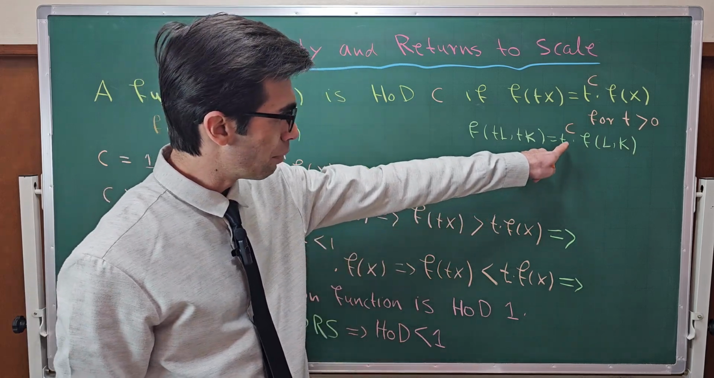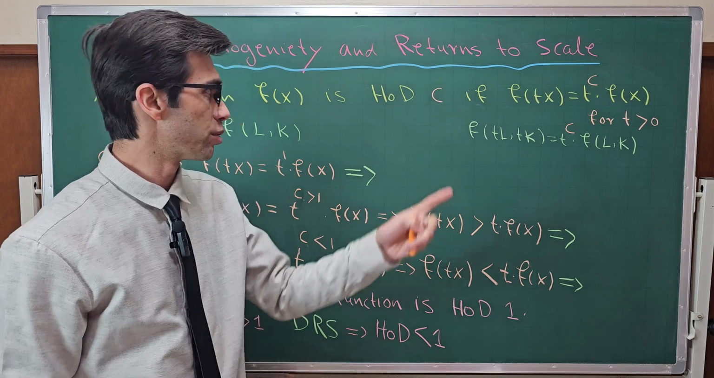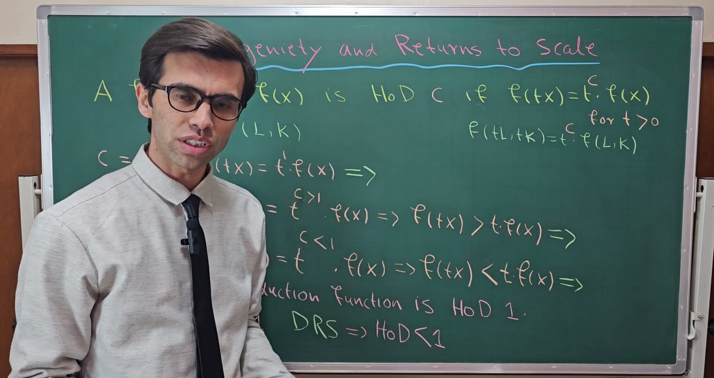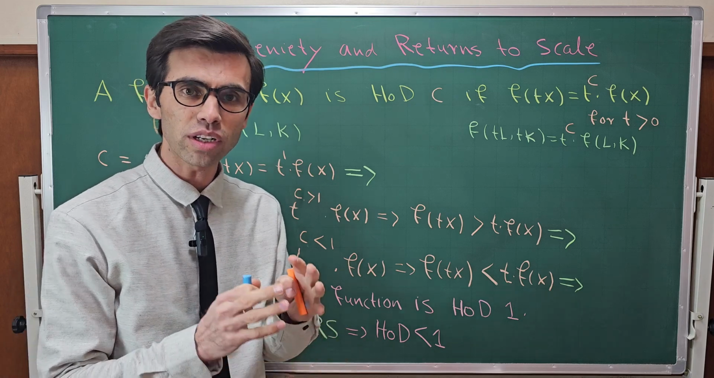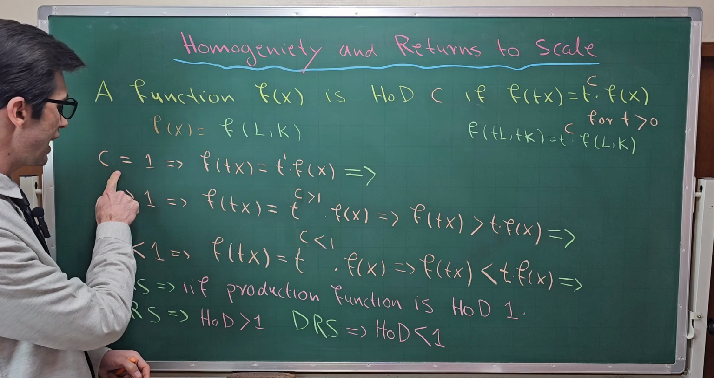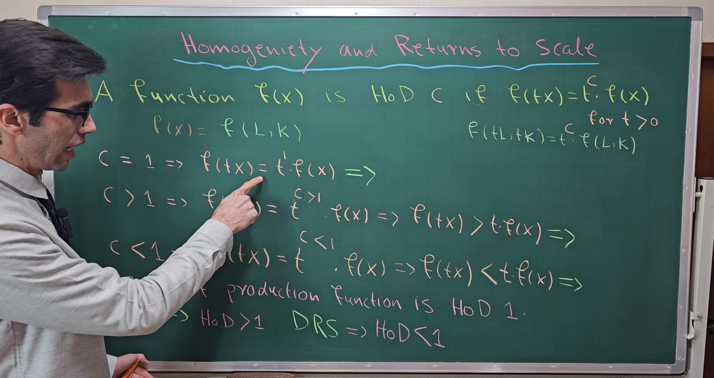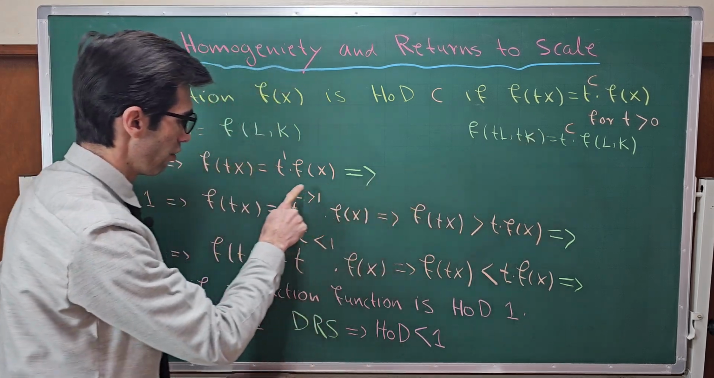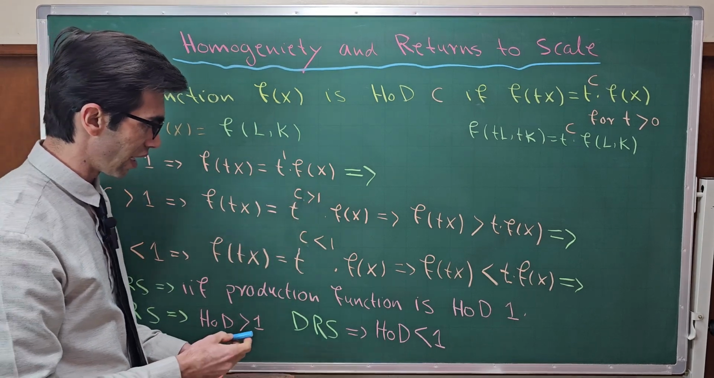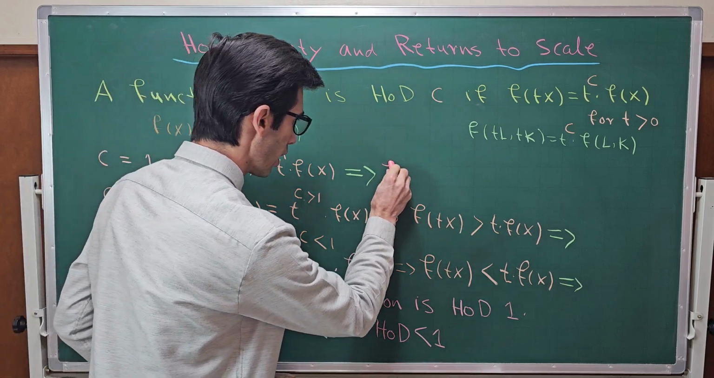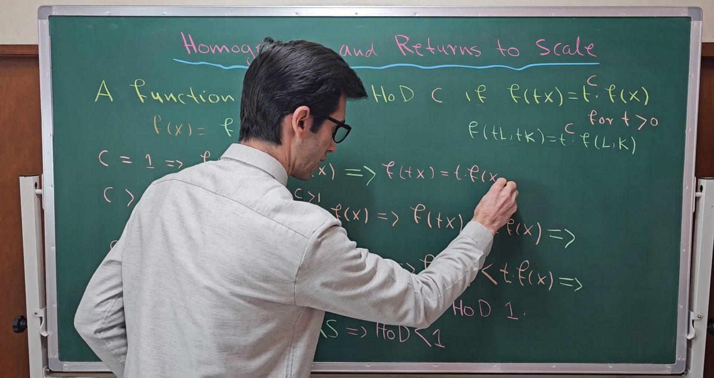So now, based on the degree of homogeneity, or the c, we will have different types of production function in terms of returns to scale. We may have constant returns to scale, we may have increasing returns to scale, and we may have decreasing returns to scale. And what are those conditions? First, if c is equal to 1, then f of tx is equal to t to the power of, instead of c, we will plug the value, t to the power of 1 multiplied by f of x. So then what will be the result? The result, we will have that f of tx is equal to t multiplied by f of x.